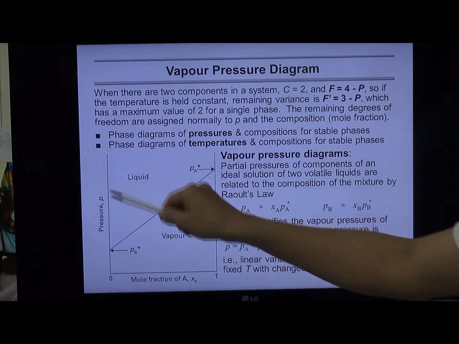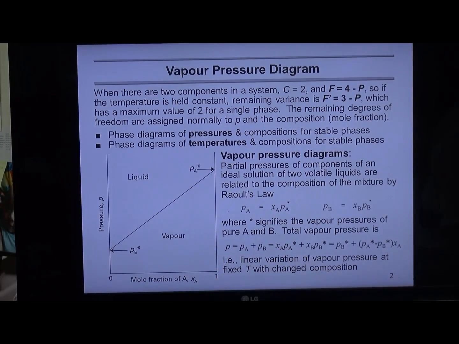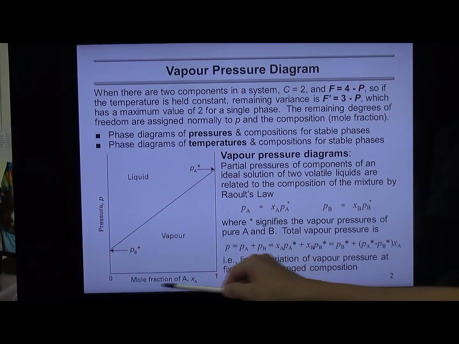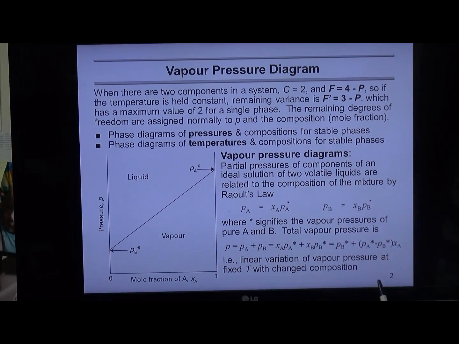Total pressure as a function of composition XA. Here, you have to note that XA, mole fraction of A in the mixture, is for liquid, right? Mole fraction of A in the liquid of mixture, okay?